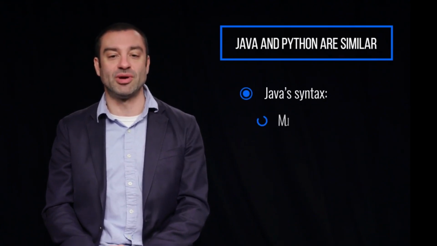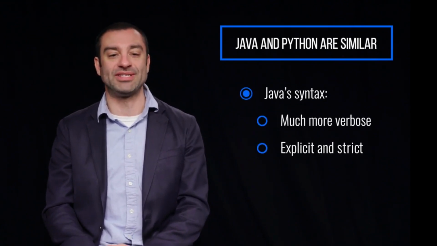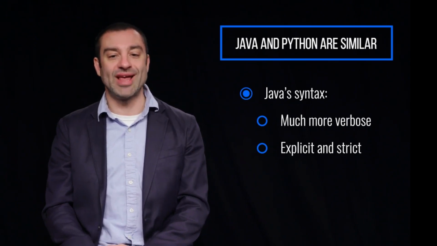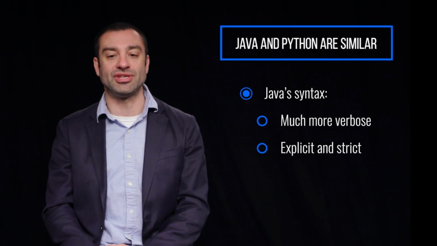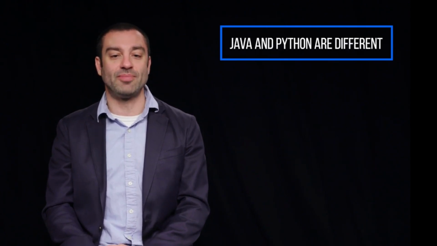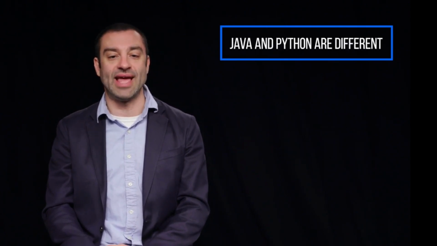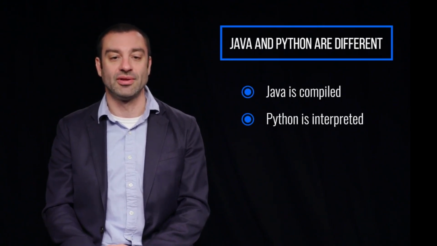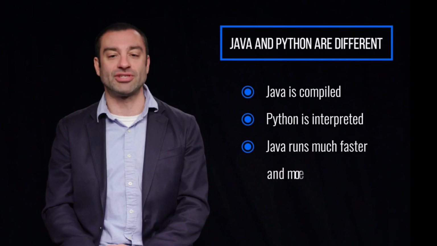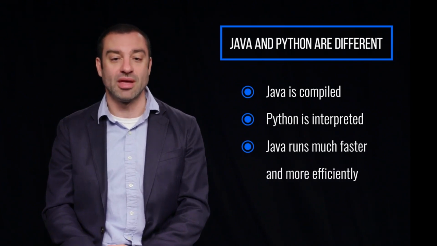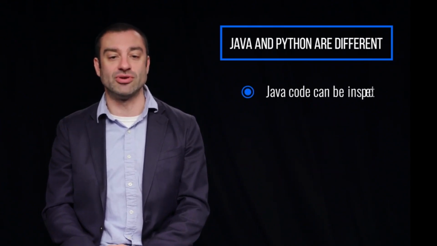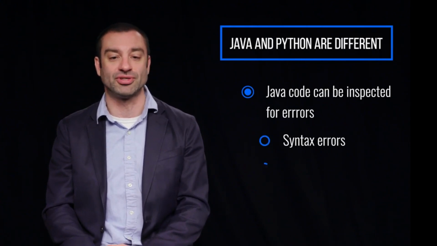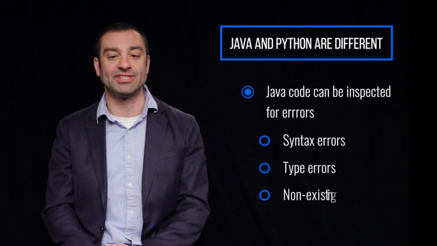Java's syntax is much more verbose, both explicit and strict. Transitioning from Python to Java has a lot to do with learning the new syntax. Java and Python are also different in that Java is compiled and Python is interpreted. This allows Java to run much faster and more efficiently. It also allows your Java code to be inspected for all kinds of errors, including syntax errors, type errors, and non-existent functions.